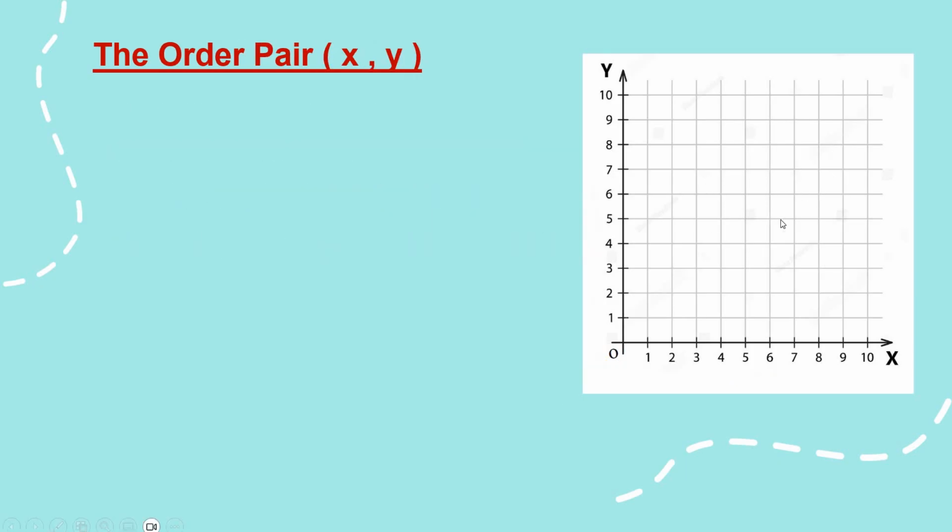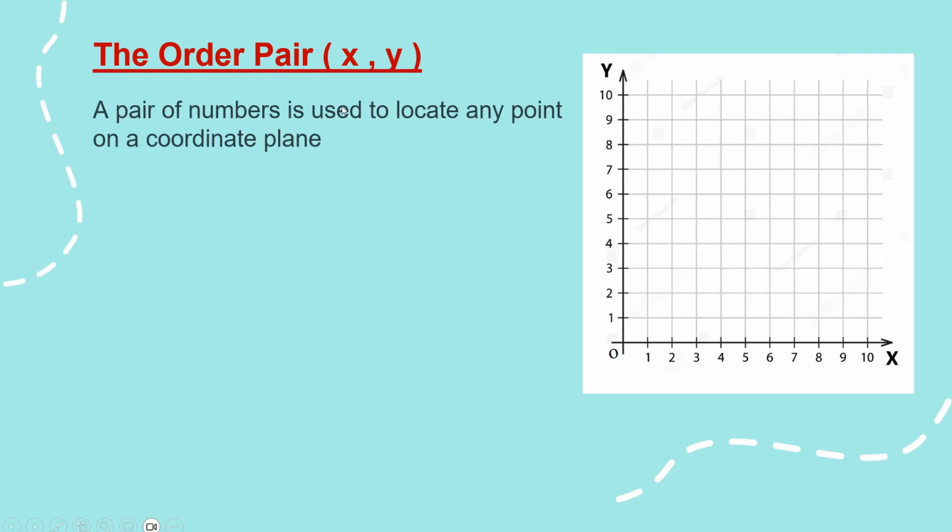So to locate any point here in the coordinate plane, it has what? Something called an ordered pair. So what does it mean, ordered pair? It means a pair of numbers is used to locate any point in the coordinate plane, x and y. So what is the meaning of x and y? Let's see this example. I have here 6 and 2. What does it mean, 6 and 2?